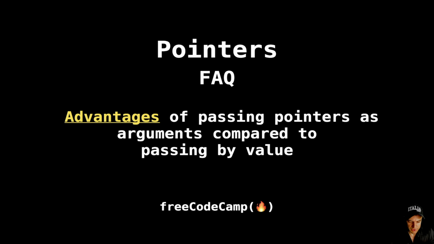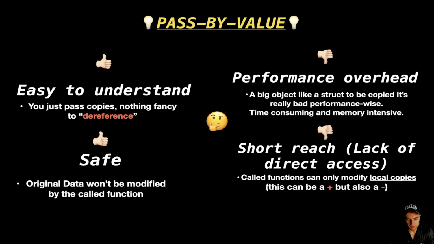Now, another question. Which are the advantages of passing pointers as arguments compared to passing by value? This is a good question, right? Let's watch some pros and cons. Of course, everything in computer science, like in life, has some pros and cons. So we start by passing by value. Of course, passing variables by value, I recall to you, they're just copies. It's easy to understand, right?